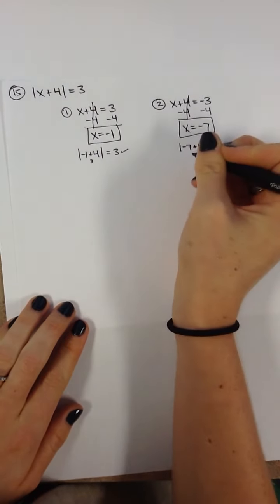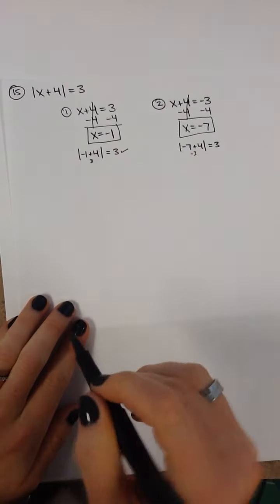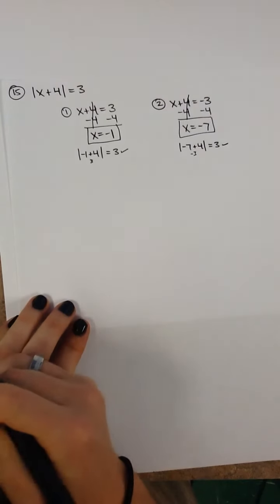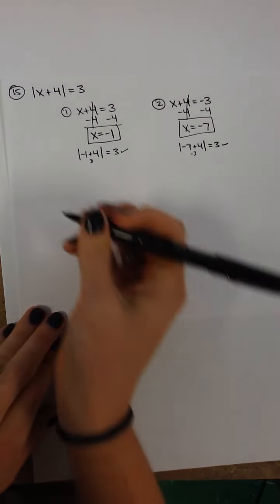Negative 7 plus 4, well, that's a negative 3. And the absolute value of negative 3 is also 3. So this one works too. Just a quick little way to check your answers.